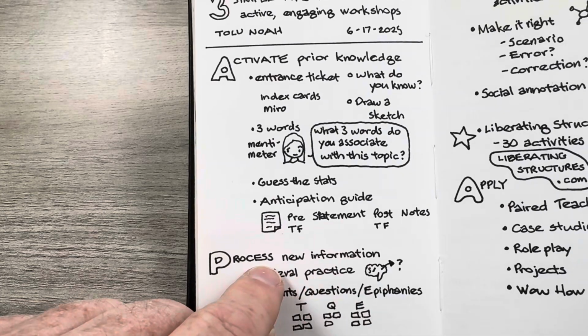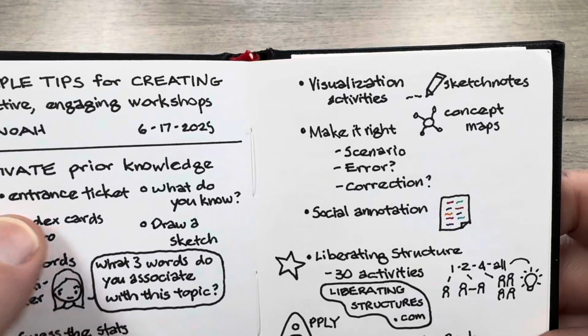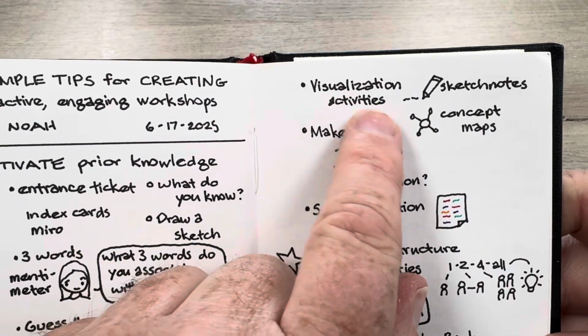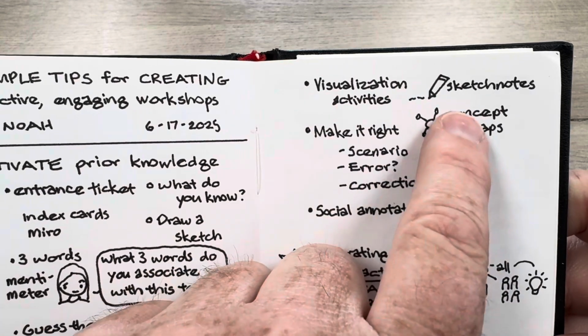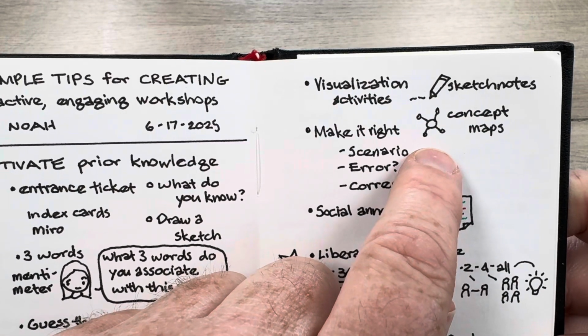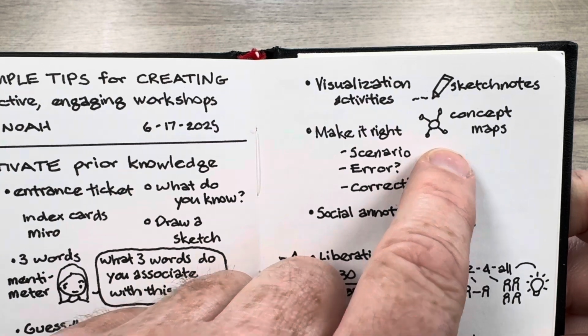So for process new information, I started out at the bottom of this page, and then I moved over to this page. So another way to process new information is through visualization activities, such as sketch notes, which of course I like, and concept maps, like a mind map.